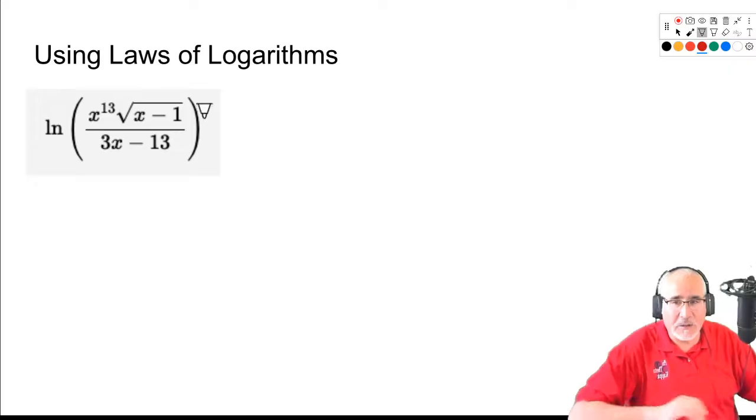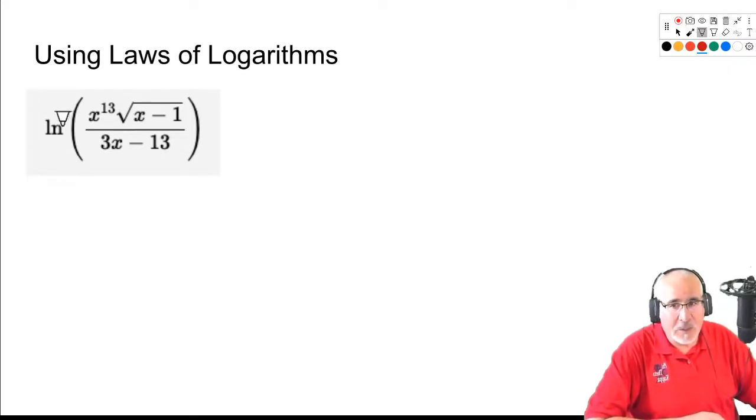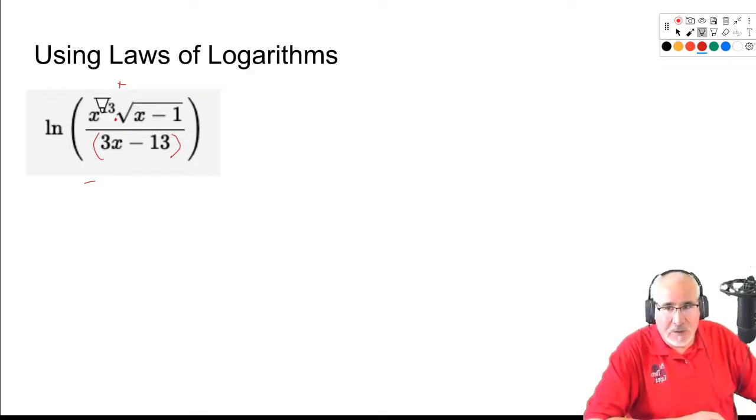Let's take a look at this one. Using laws of logarithms, what we're going to want to do is expand this. In the top here, x to the 13th is being multiplied by this thing, which is 1 unit, and then in the denominator it's being divided by this. So multiplication results in addition, and division is going to result in subtraction. There are three logarithms that are going to come out of this. This times this will be a plus. When we divide, we end up with a minus.